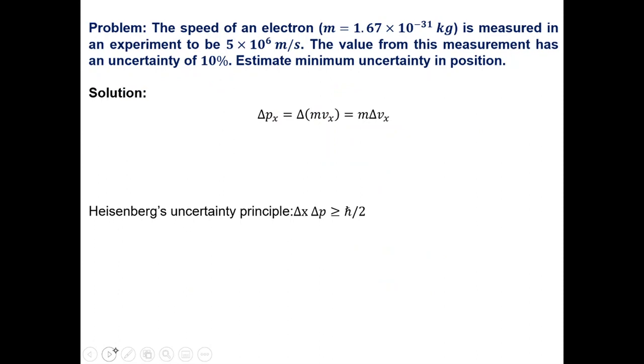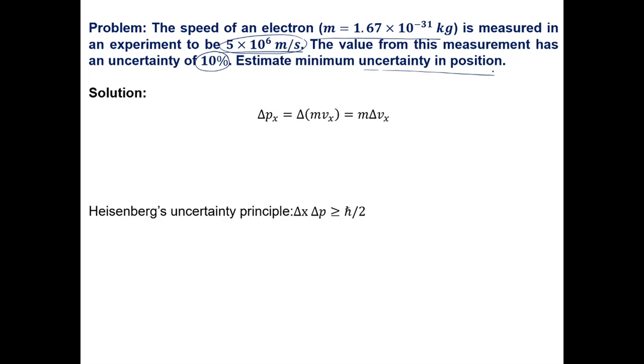Now let's try the same for the electron. The mass of the electron is this, and the speed of the electron is measured as 5 into 10 power 6 meter per second. This speed is measured with an uncertainty of 10%, which means the delta in the velocity is 10% of this value. You have to estimate the uncertainty in the position.